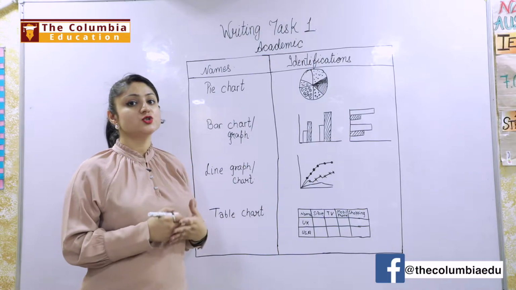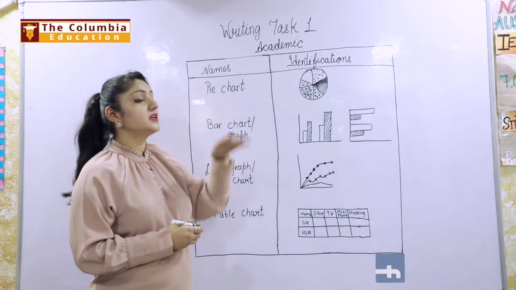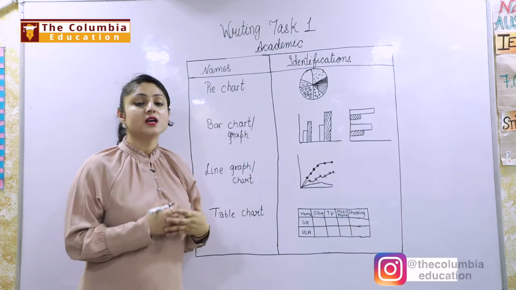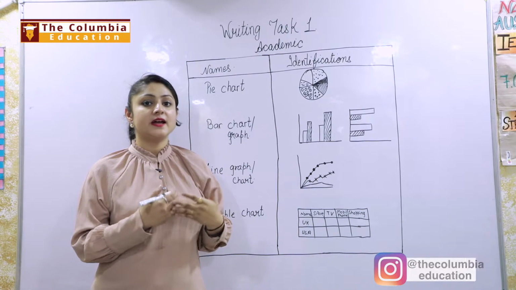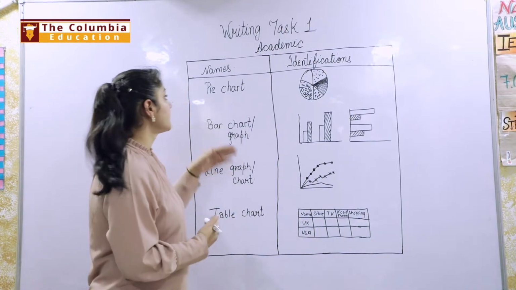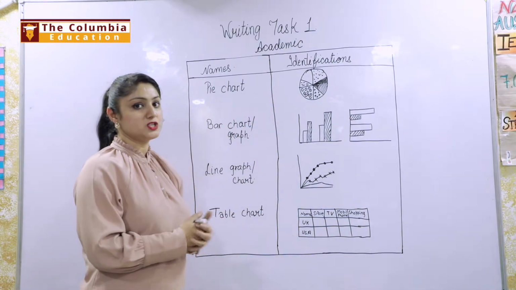Today we are here to learn about writing task 1 academic. Especially this video is talking about how many kinds of tasks we have in academic task 1, right? These are the names of the charts and graphs. These are the identifications, right?